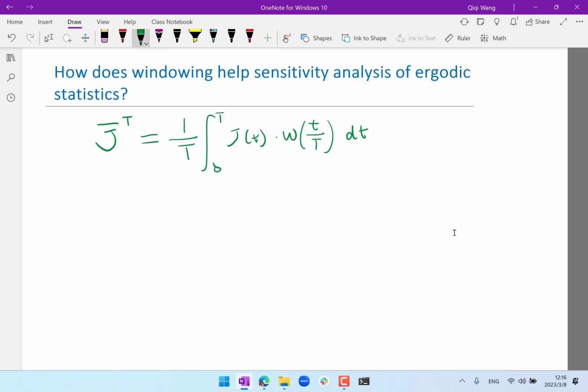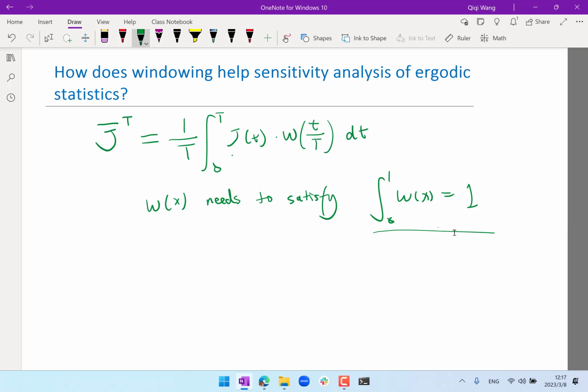The windowing function W of x needs to satisfy that the integral from 0 to 1 of W(x) has to equal 1 exactly. That makes sure that after applying the weight, the average weight is equal to 1, so that we're still going to get a correct average. If, for example, the signal J is a constant function, this constraint makes sure that the window average actually averages a constant function correctly.